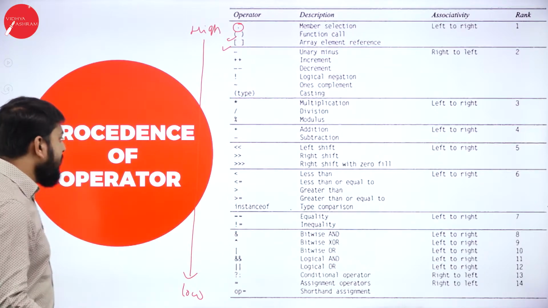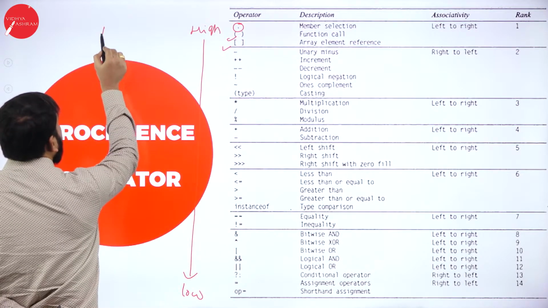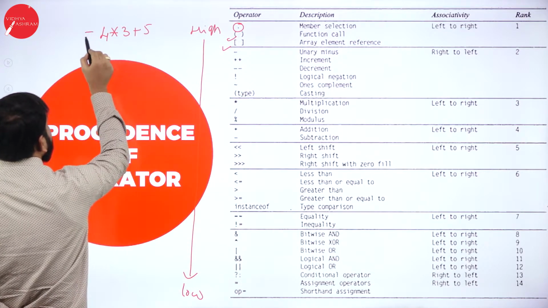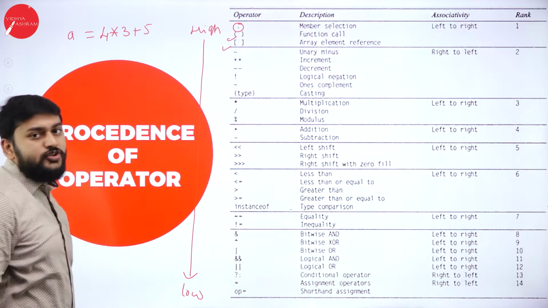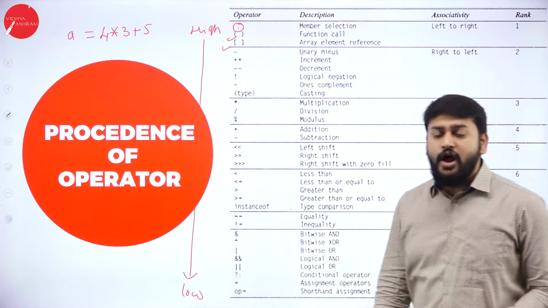So let's take an example. Let me make you understand with this. Say for example, I have 4 * 3 + 5 = A. If I ask you this question, I want all of you to solve this expression. How do you solve it?